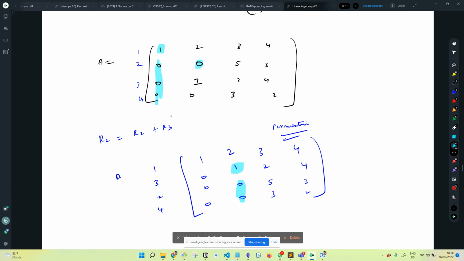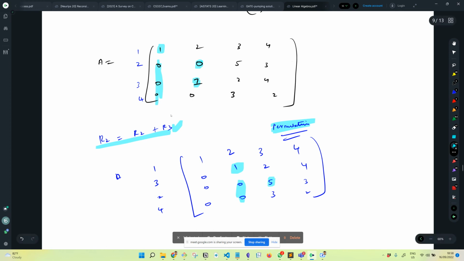right? We could have also done what you suggested. We could have done R2 equals R2 plus R3. Then what will happen? This entry will be 1. Then I have to come here and adjust this entry to 0. There is nothing wrong in doing that. That will also give you a perfectly correct answer. But here I am suggesting one other legal operation. We saw that permutation is also a legal operation, right?